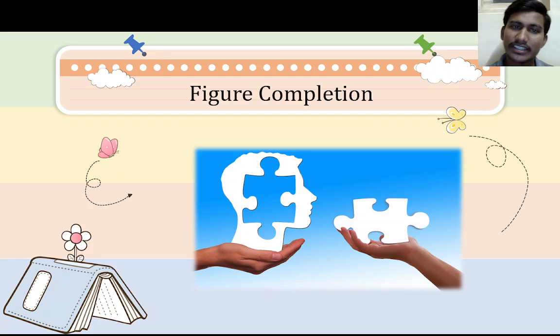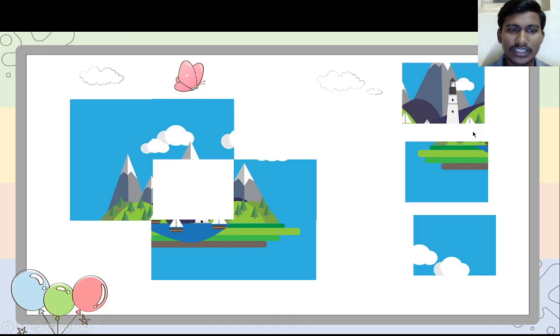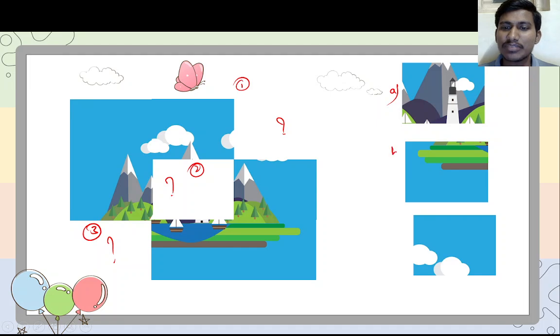Right? So we'll study figure completion. If you see, there is some missing part. We have to find which part will be suitable here. So this is the first one, this is the second one, this is the third one. So this is A, B and C.